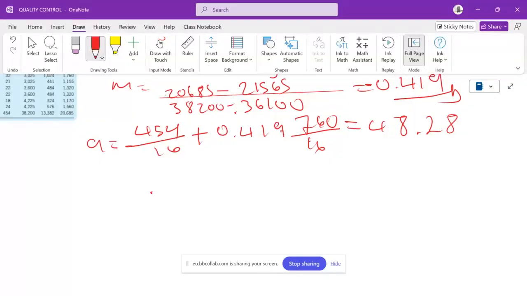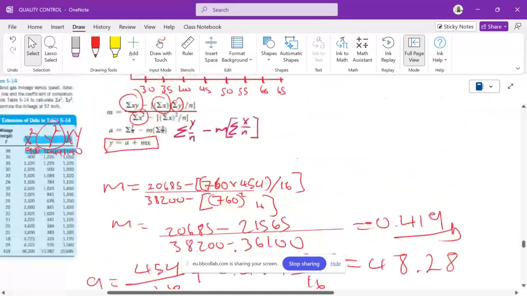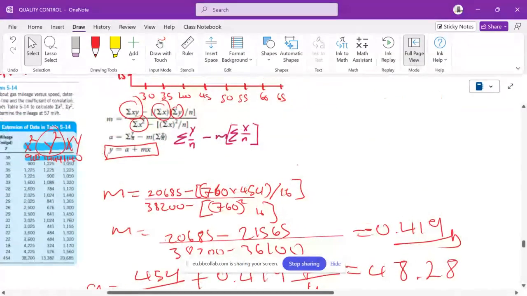Yeah, I am back now. 454. Do I have 454? Yeah, 454 over 16 plus 0.419 multiplied by 760 divided by 16. Okay, I'm getting the same answer. All right.